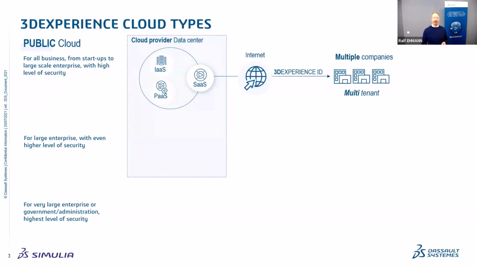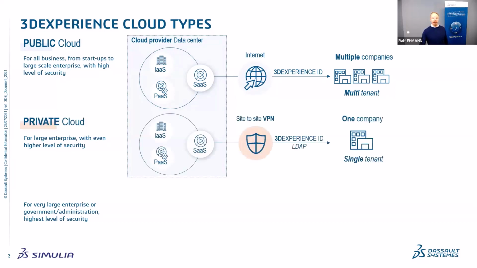But we also have more secure options for companies in situations that require it, for example for legal or regulatory reasons, or just for peace of mind. The next option is to have a private cloud, which means that on top of all the security that the public cloud offers, you don't share the resources with other users. Also, the connection is via secure VPN, so you have an added layer of security for that as well.